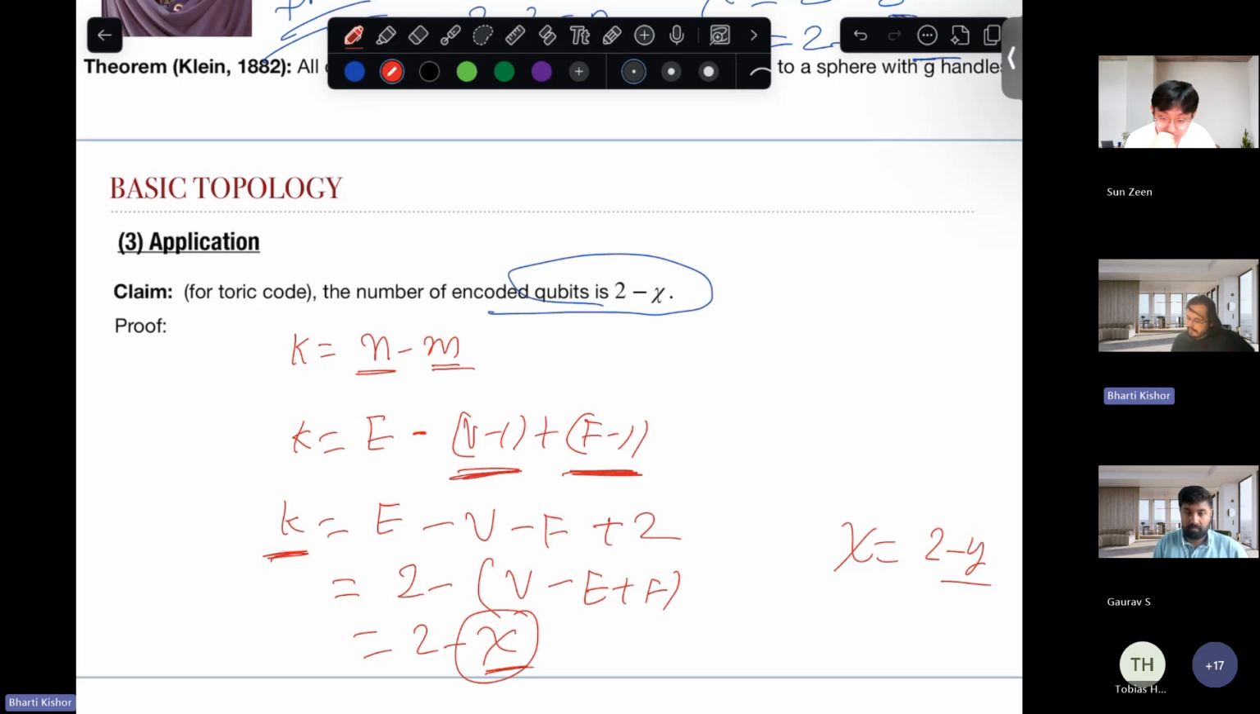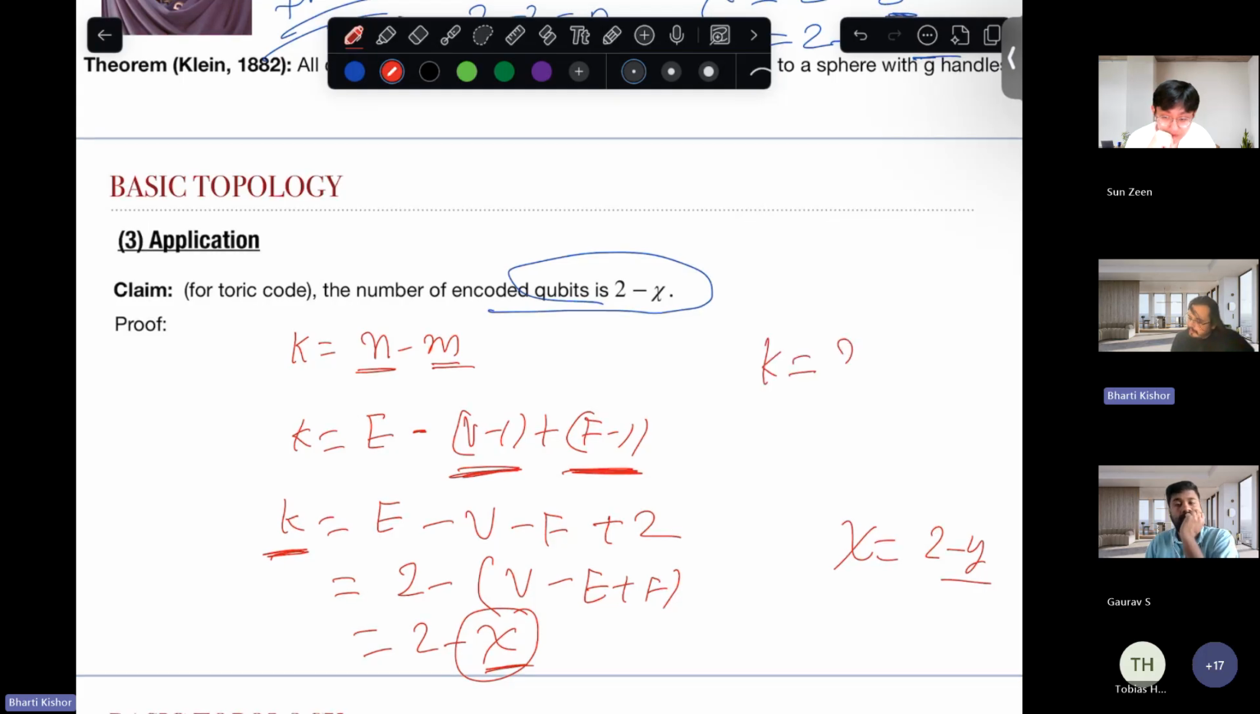So you see that if we take a surface where chi is 2 minus 2G, k will be 2 minus 2 plus 2G, which is 2G. So somebody was asking earlier that we are doing so much work and we are getting 1 qubit or 2 qubits. Maybe that is too little. But it's because you have 1 hole. You increase holes, you will get more qubits.